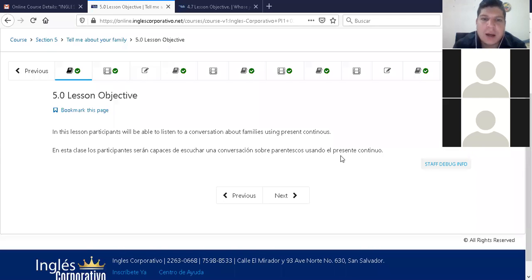Able. Una de las reglas que tenemos es que generalmente cuando la E va al final y no tiene nada más después, no tiene ninguna consonante, la E no se pronuncia. Entonces no vamos a decir hable, able, sino que vamos a decir A y luego bl, como blanco. Able. Correct.